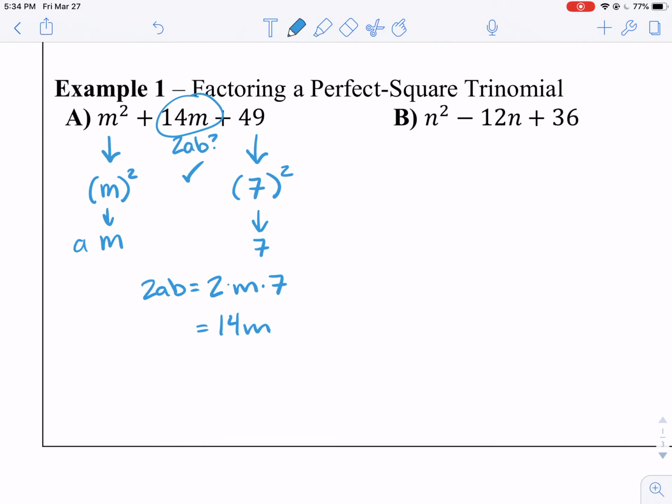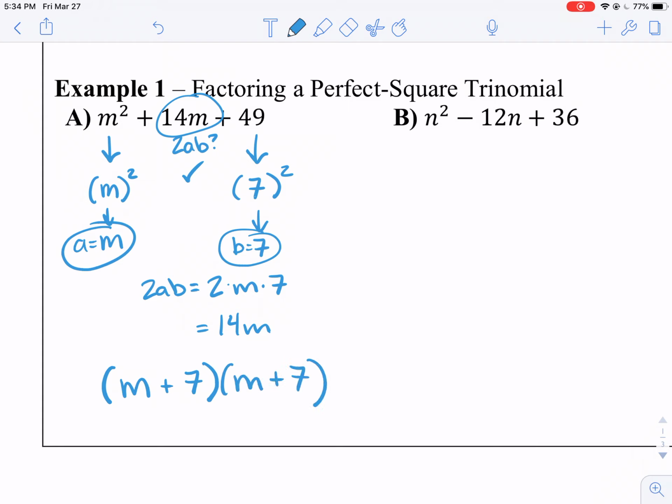Cool. So our a term is m, our b term is 7, so we can factor that by going m plus 7 times m plus 7. Oh wait, that's just m plus 7 squared. Nice.